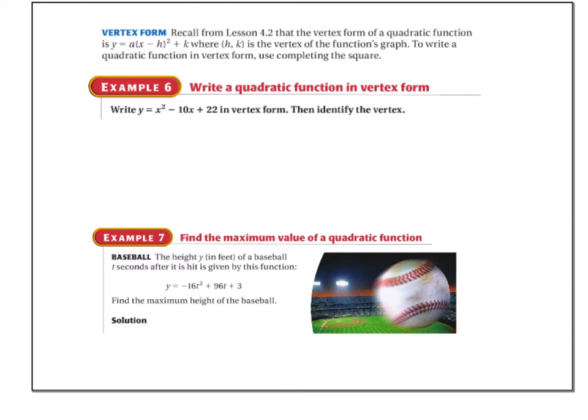And that is the idea of vertex form. If you remember in lesson 4.2, you learned that vertex form of a quadratic looks like this. Well, if we're given an equation in standard form, now that we know completing the square, we can change it from standard form into vertex form. But again, we're using completing the square. So let's start off working on this example number 6.